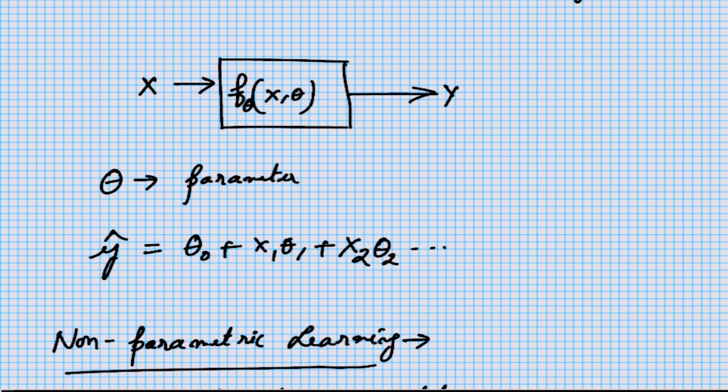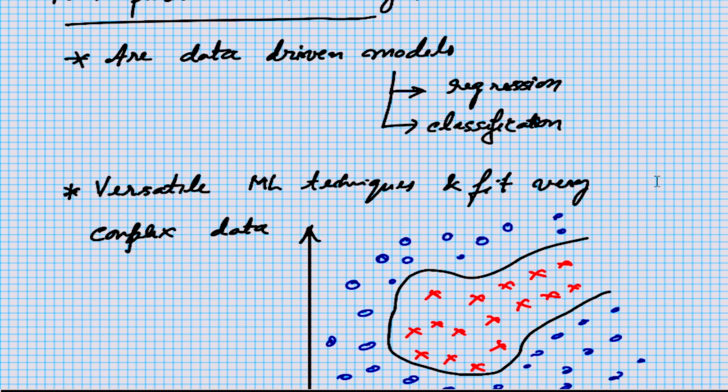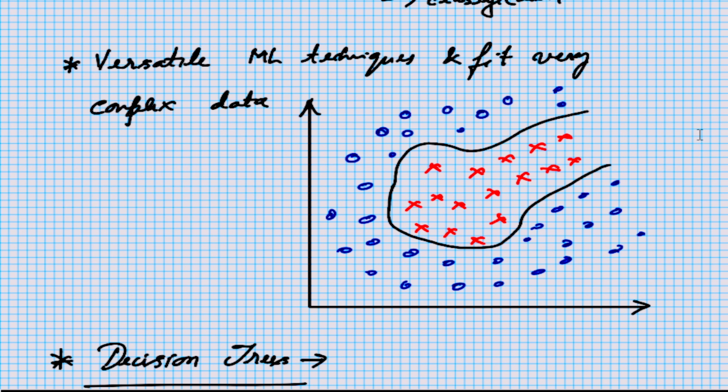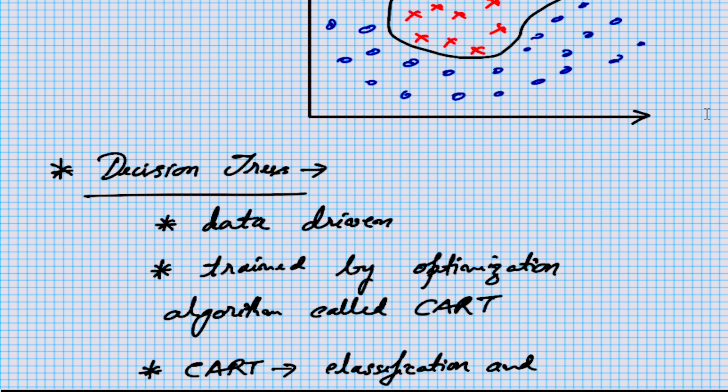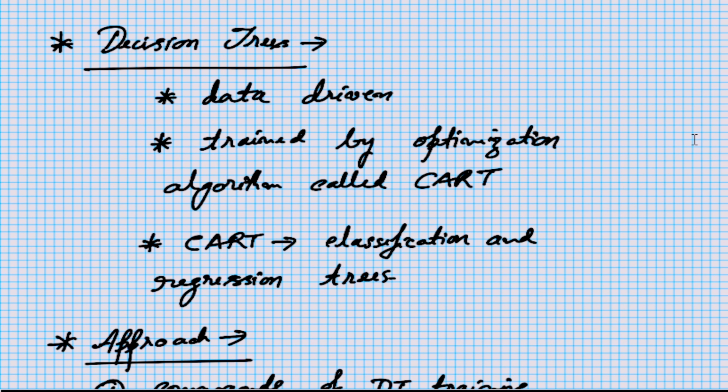Okay, so after that, in case of the non-parametric models, we started with the decision tree. What are the characteristics? What are the basic features? It's data driven, in the sense, looking at the data, the machine is trying to learn something. Then we are trying to optimize this model by using an algorithm that is called CART, which stands for classification and regression trees.